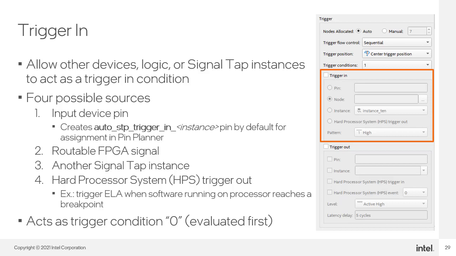The trigger in signal behaves like trigger condition 0 in the sequential flow, meaning that it is evaluated first and must occur before any other trigger conditions. You can set the value or transition to look for the input trigger signal in the same way as a basic trigger condition using the pattern option.